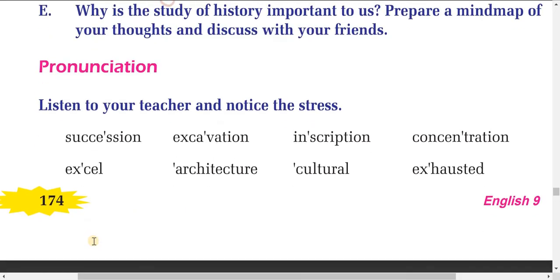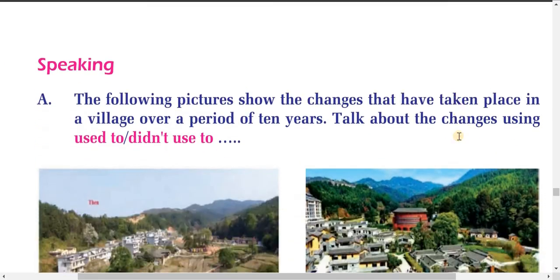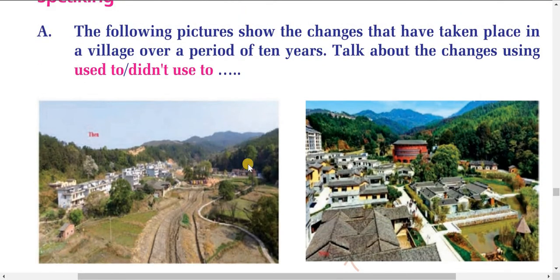Now, dear students, listen to the teacher and notice the stress. Succession. Here you can say succession, excavation, inscription, concentration, excel, architecture. The first syllable is stressed. Architecture, culture. The first syllable is stressed. Exhausted. The second syllable is stressed. Exhausted.